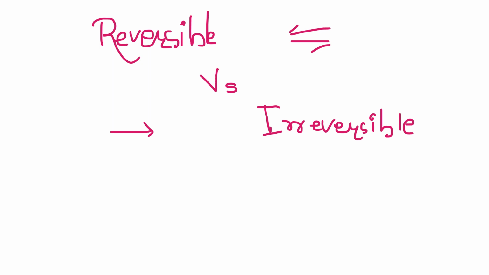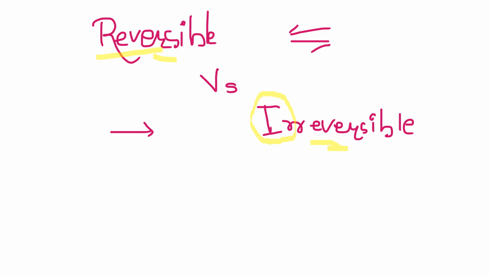Hello viewers, this lecture is based on the comparison of forward and backward reaction. But before starting forward and backward reaction, we should know the concept of reversible and irreversible reaction. There is a minute difference between reversible and irreversible reaction, as there is a minute difference in the spelling too. There is "ir" at the start, and there isn't any "ir".